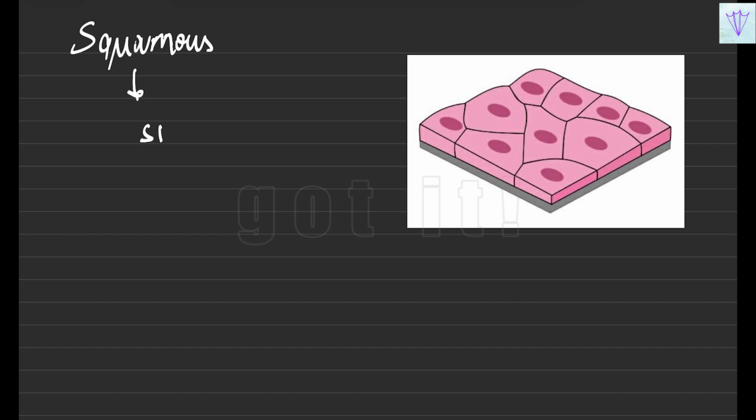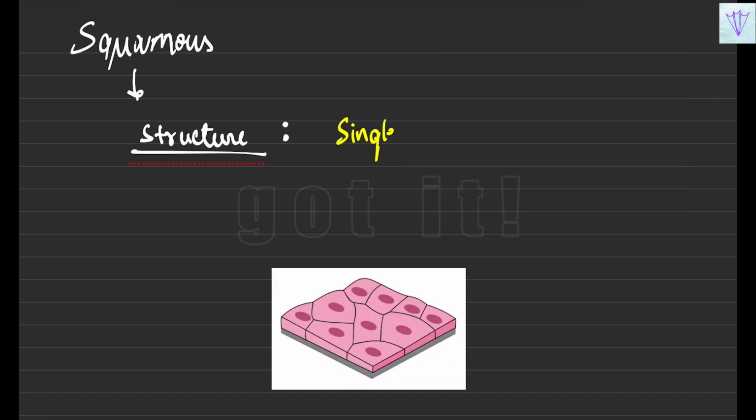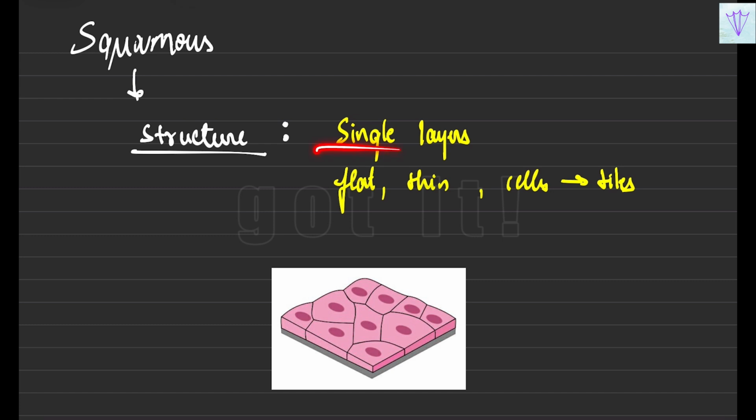What is its structure? Structure of squamous epithelium. It is single layered, flat, thin, and the cells are like tiles, as you can see in the image as well. So it is formed of a single layer only, and you'll understand why also.